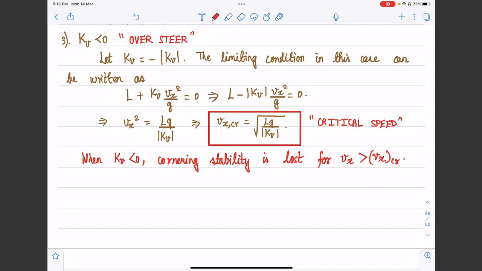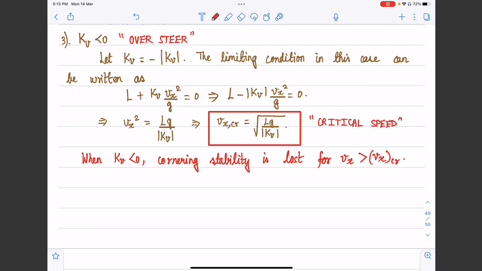Please note that KV is dependent on not only the load distribution, but also the cornering stiffness of the tire, right? The cornering stiffness of the tire is also a varying parameter, right? So that should be kept in mind when we are doing the analysis.